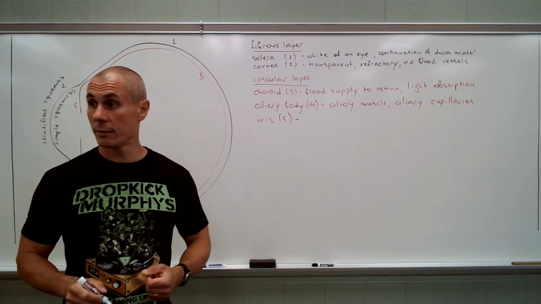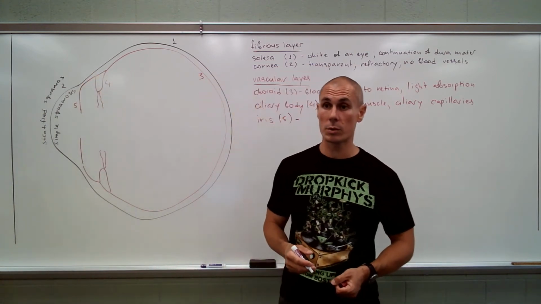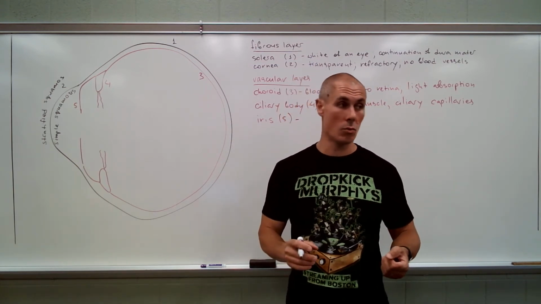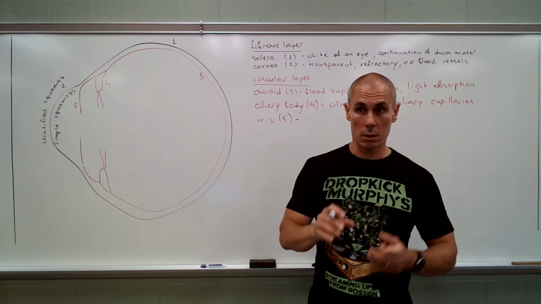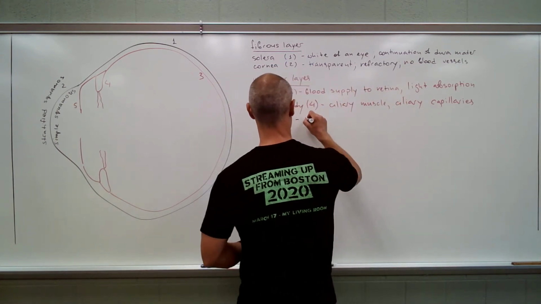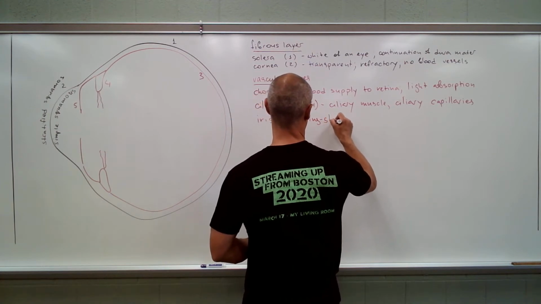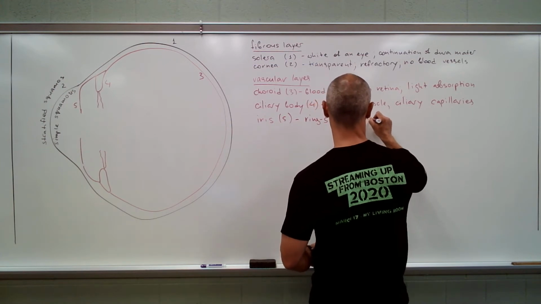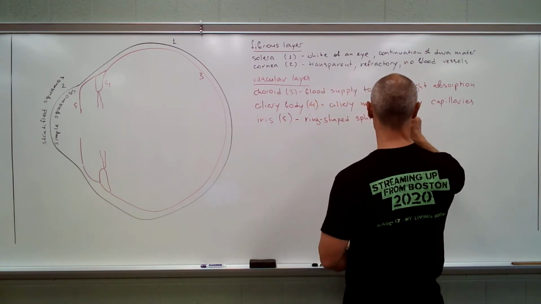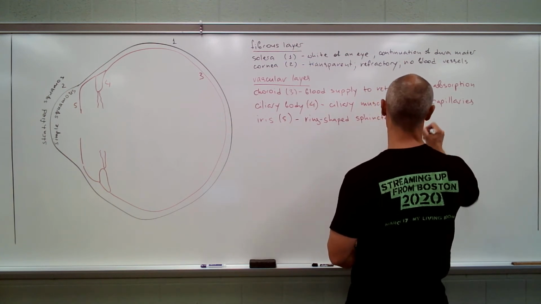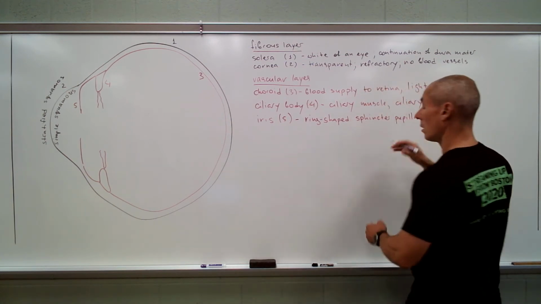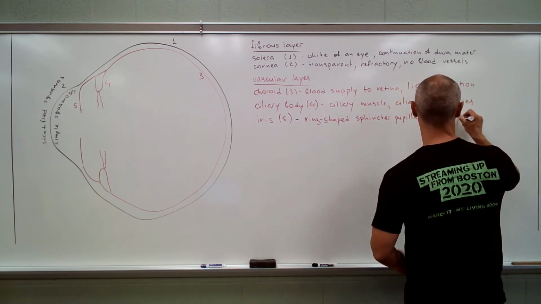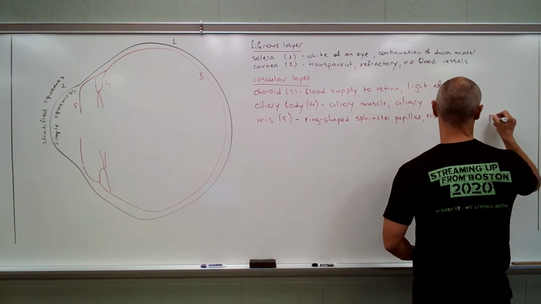So number 5, the iris, consists of 2 smooth muscles. In the center, it's basically a ring, and the inner part of the ring is a ring-shaped or circular muscle called sphincter pupillae, and the outer part is the radial dilator pupillae.